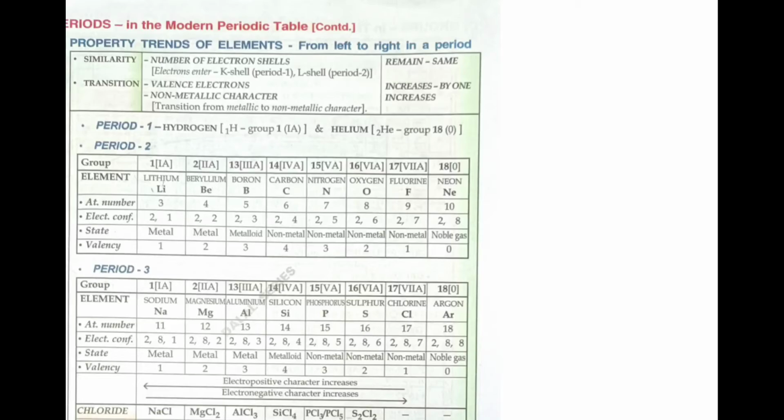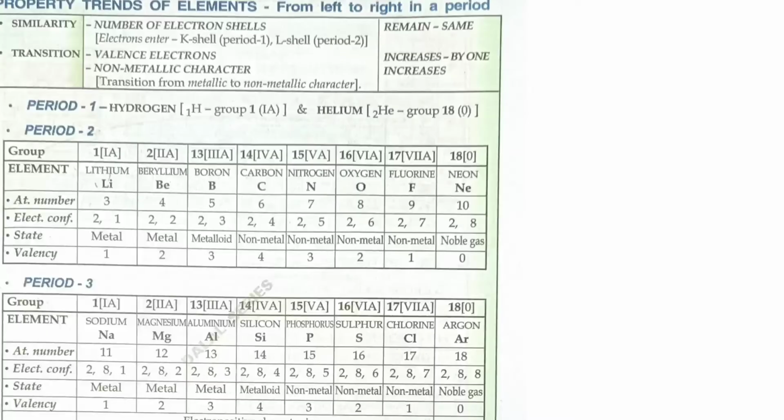Period 1: hydrogen and helium. Period 2: the elements are given, the electronic configuration of those elements is given, and the state is also given. So see, the metallic character decreases and non-metallic character increases. And now see the valency: first it increases till 4 and then it decreases.